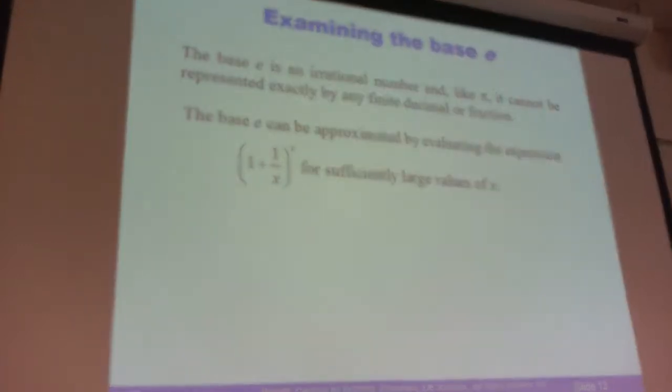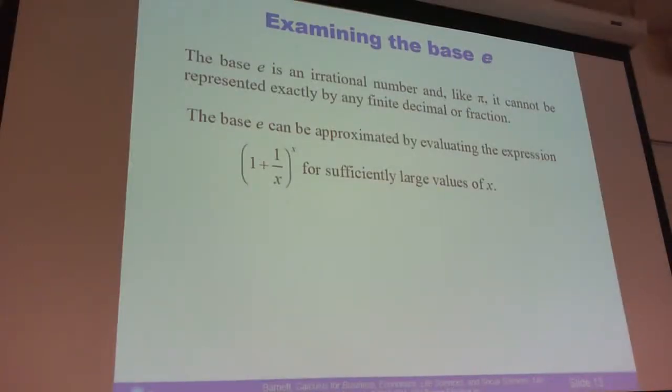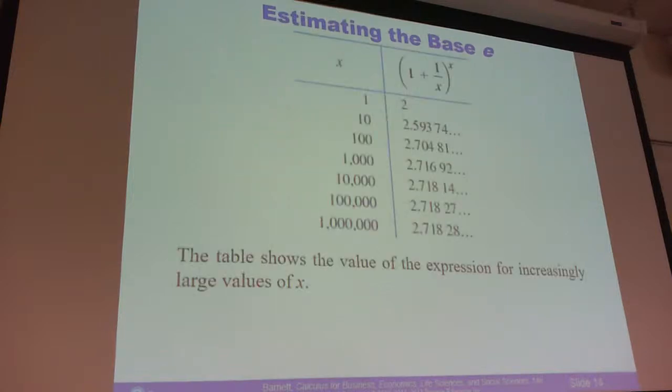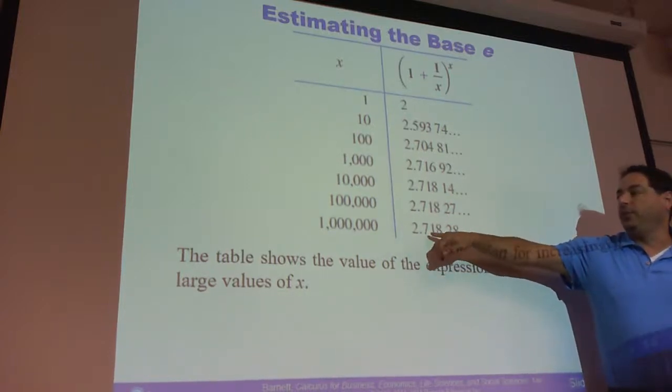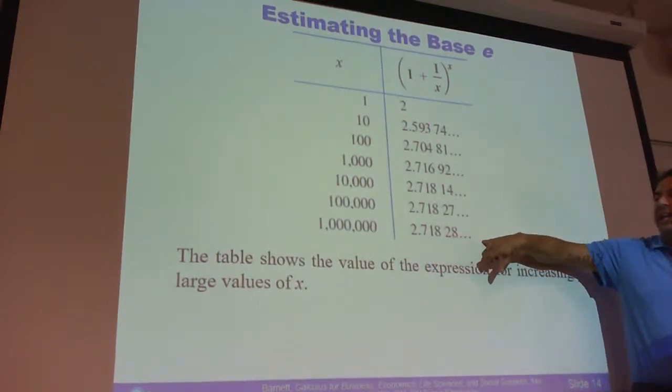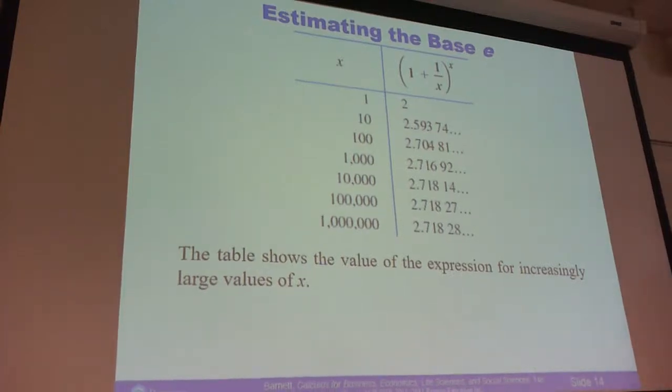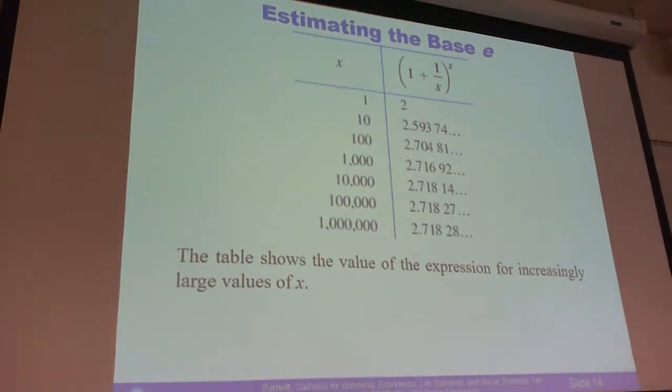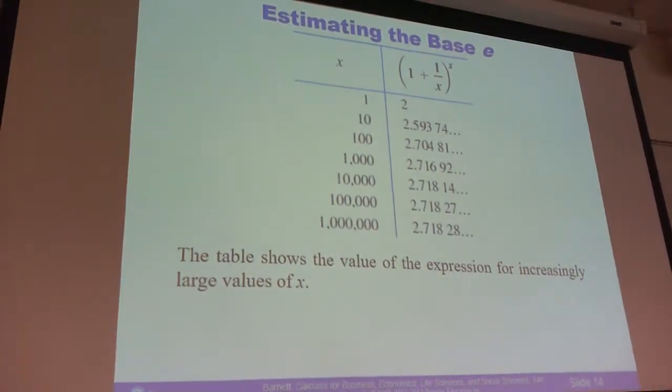Okay? The base e is an irrational number, and like pi, it cannot be represented exactly by any finite decimal or fraction. The base e can be approximated by evaluating the expression (1 plus 1 over x) raised to the x for some sufficiently large values of x. If I plug in numbers, you're going to notice that it gets really, really close to 2.71828 and keeps going. So it's a number that goes on forever. It's used often. Instead of writing that decimal that goes forever, we just write e.